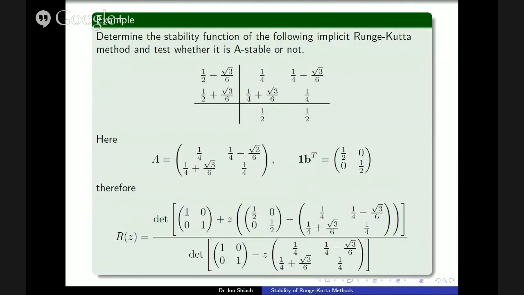Okay, so let's have a look at this method. Anybody recognize that Butcher tableau? It's got surds in it, hasn't it? Okay, so here we've got a method.